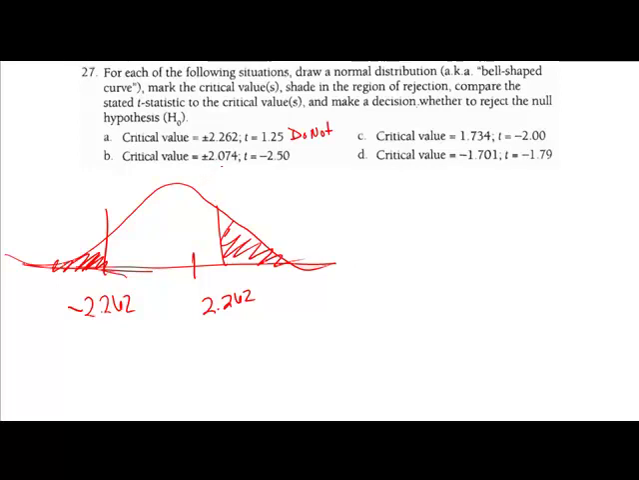Critical value of 2.074. You've got a negative 2.5. 2.5 is bigger. Reject. This is the easiest one I've seen. T is a negative 2. Your critical value is 1.7434. Reject.